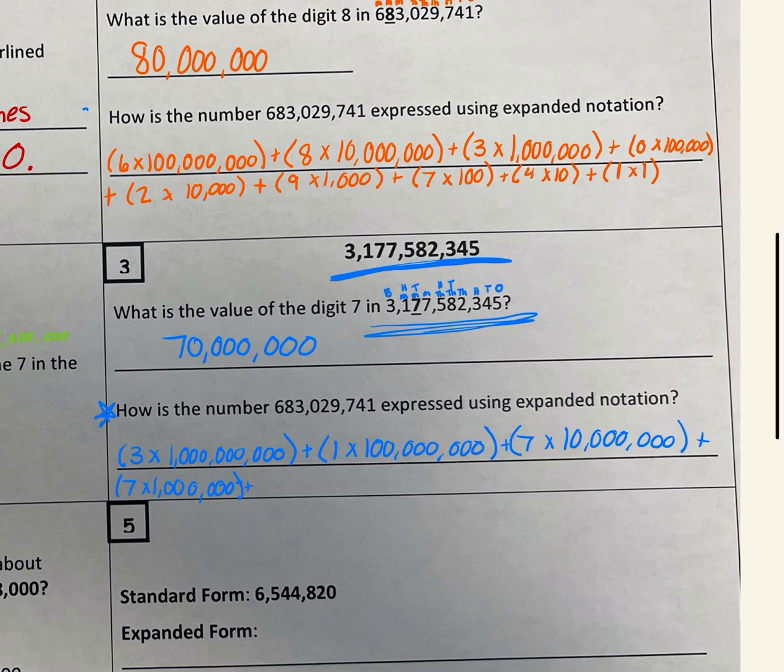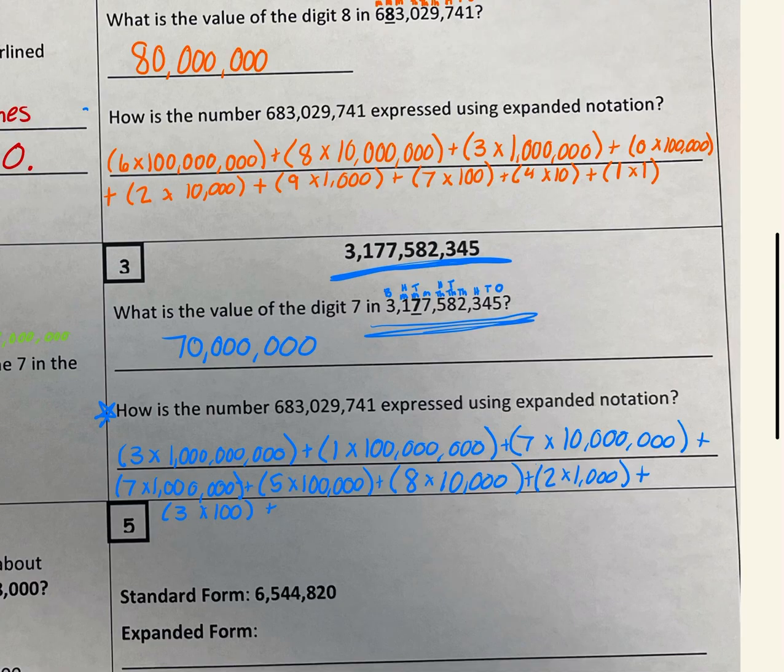Now I move on to my hundred thousands, and the digit is 5. And it's in my hundred thousands place. Next is 10,000. It's the digit 8. But it's in my 10,000 spot. Then I'm in my thousands, and the digit is a 2 times 1,000. Now I'm in my hundreds. So the digit was 3. That represents 300. So to get to that, I would do 3 times 100.